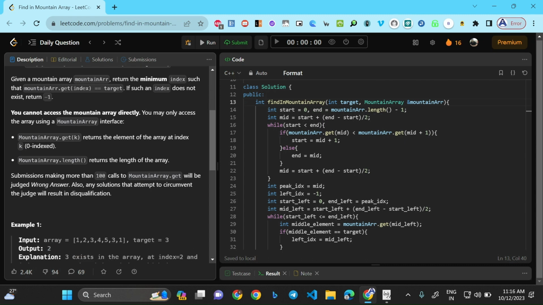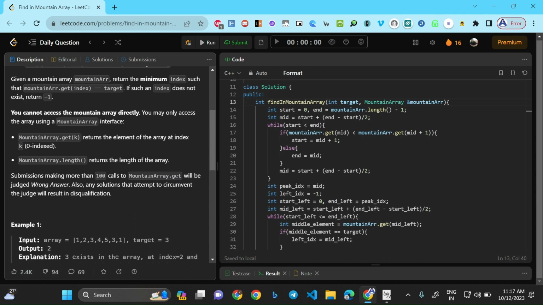You cannot access the mountain array directly. You may only access the array using a MountainArray interface. What is the interface? mountainArr.get(k) returns the element of the array at index k. So it's not like you have been given the whole vector access. You can only access a particular element by using this command. So get(k) gives the element at the kth index, and mountainArr.length gives the length of the array. So this is how you will be able to find the length of the array as well as the element at any particular index. These are the two commands that you're going to use.